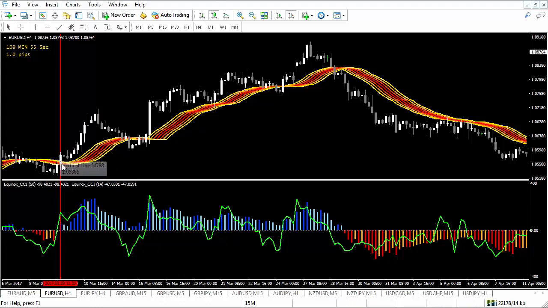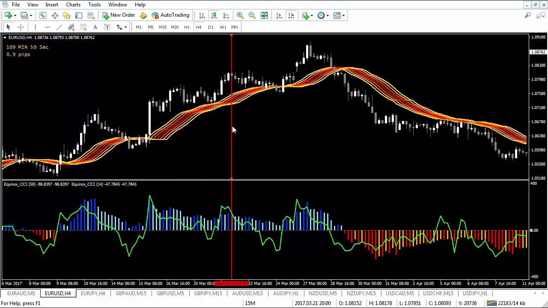We enter at the close of that candle. Stop loss goes below the ribbon. We go for 1-to-1. And again, you could go for more. You could go for 2-to-1 if you like. Now, we took that trade. We won that trade. Next one we're looking for is a setup to go long.